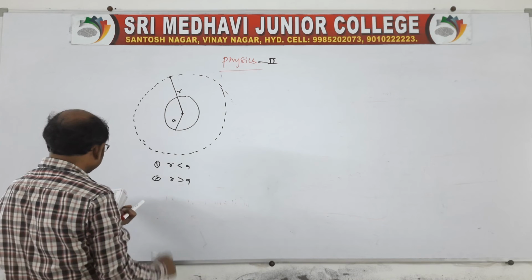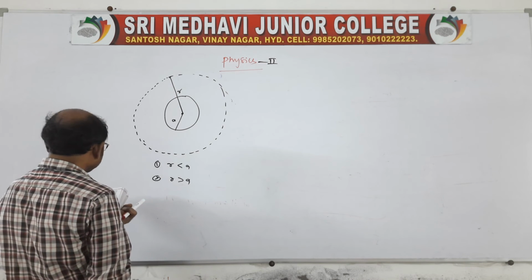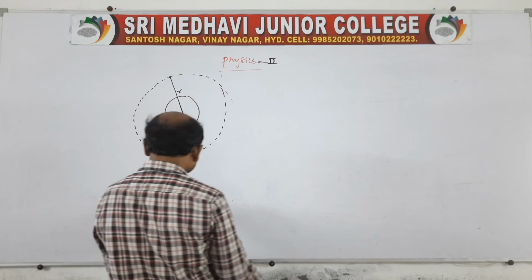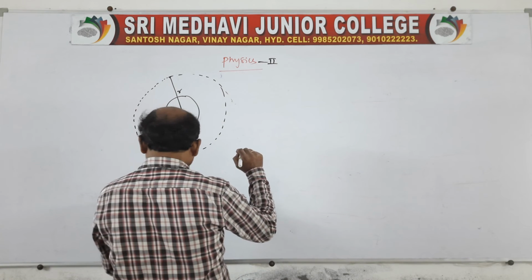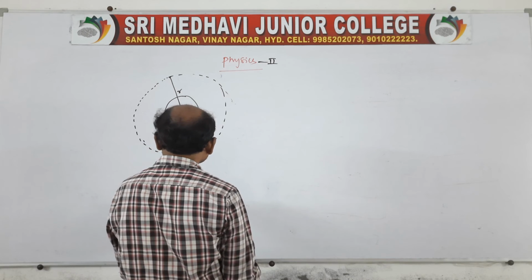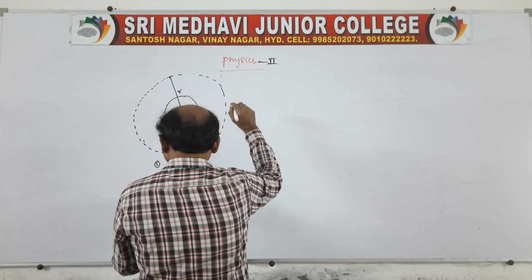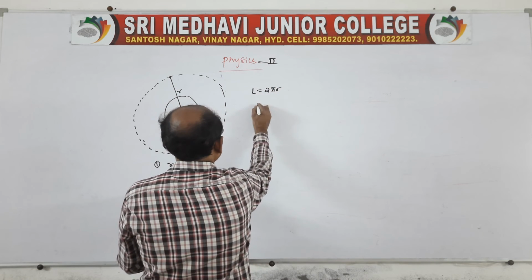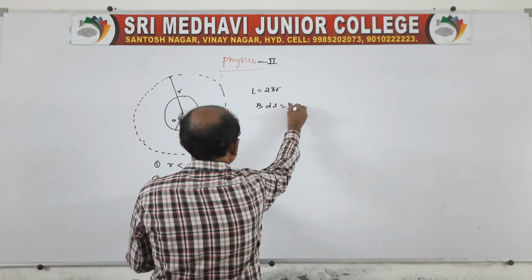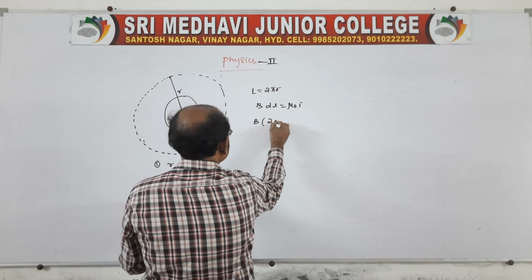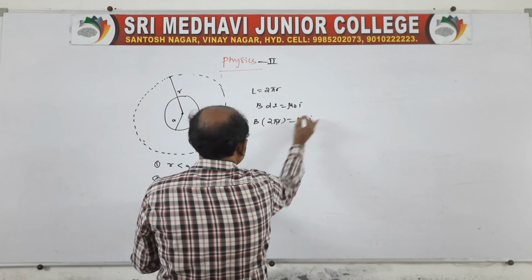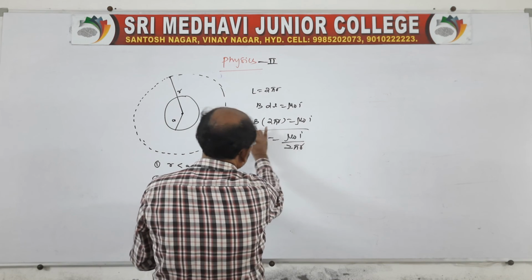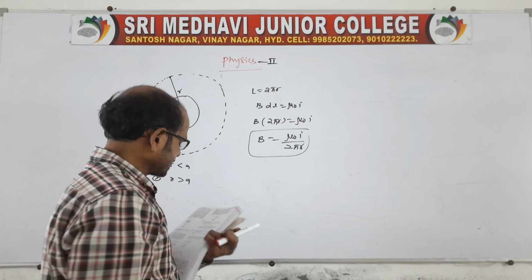Suppose R is greater than A. Then the circumference, for the given loop, we can say directly it is mu naught I by 2 pi r. Actually it is related to Ampere's law. We can say L is equal to 2 pi r, the circumference. So B into dl is equal to mu naught I. Then B into 2 pi r is equal to mu naught I. Then B is equal to mu naught I by 2 pi r. It is actually Ampere's law.